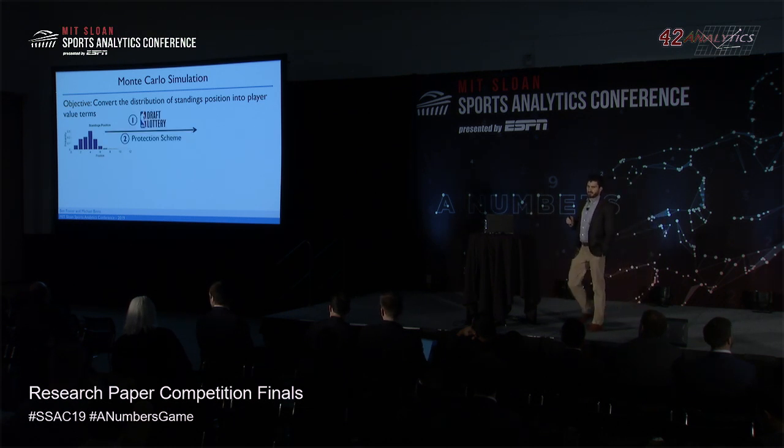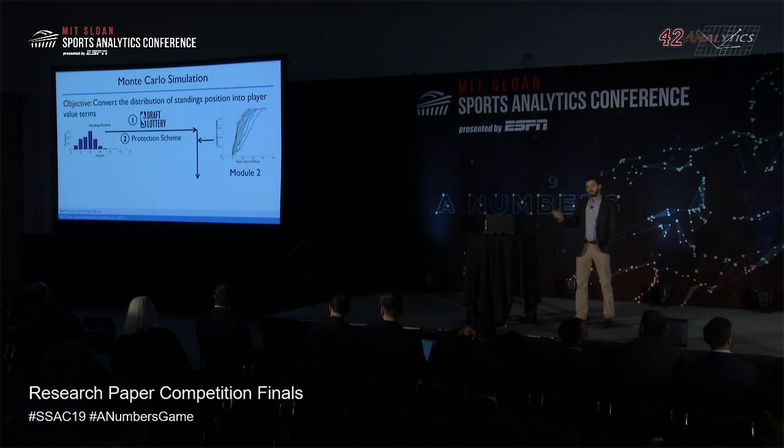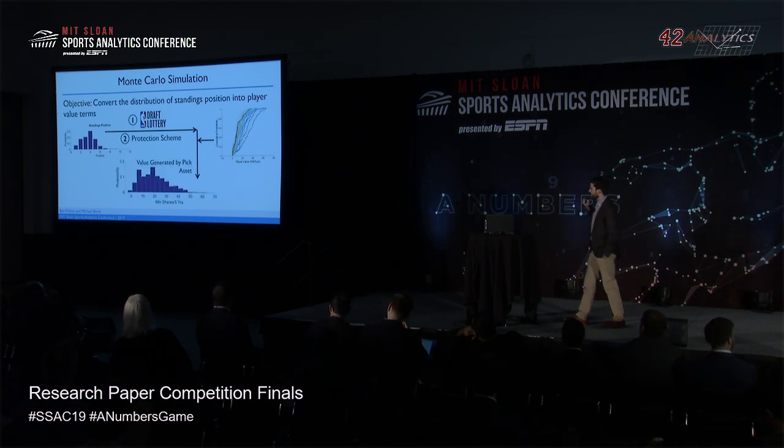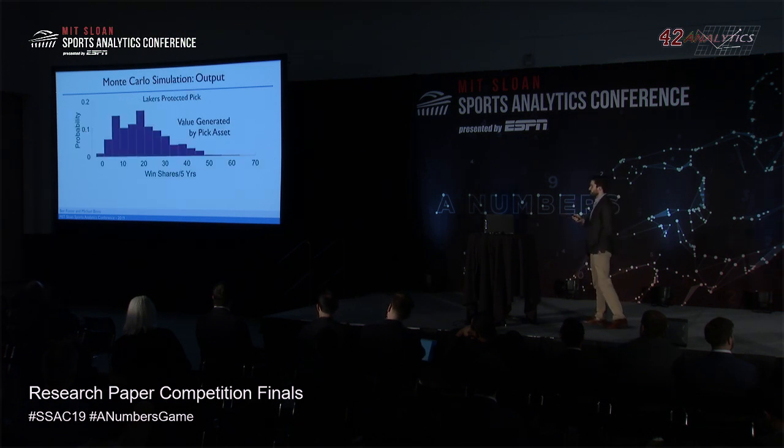We then account for the draft lottery and the protection scheme. We then bring in module 2. These black arrows are doing a lot of work, but they are all we can do for now, given time. And they produce this output. And this is the important piece here. So this is the value generated by the pick asset. And I'll zoom in a little bit so we can talk about it.